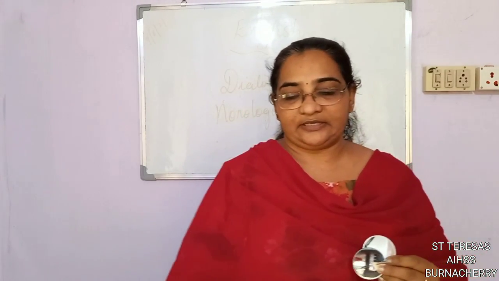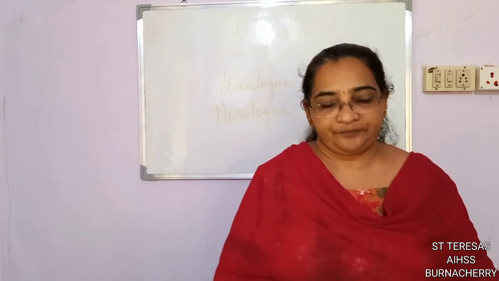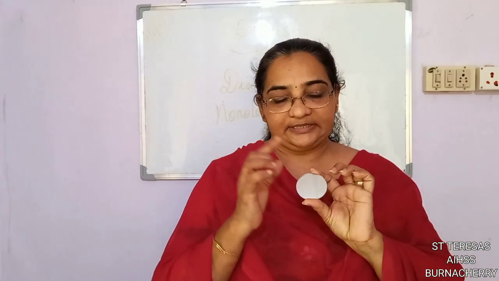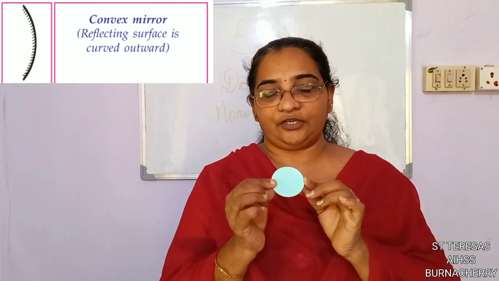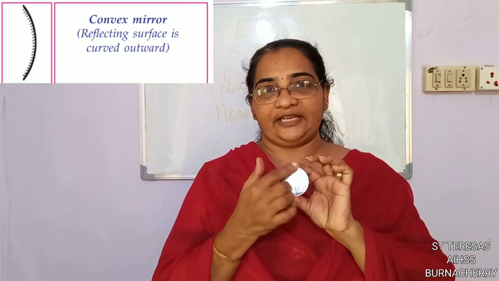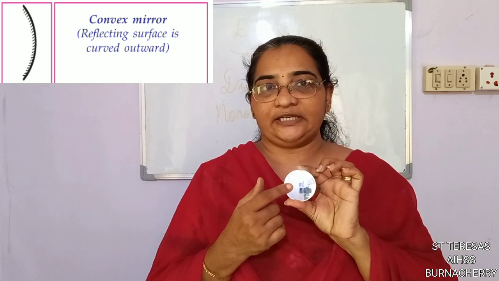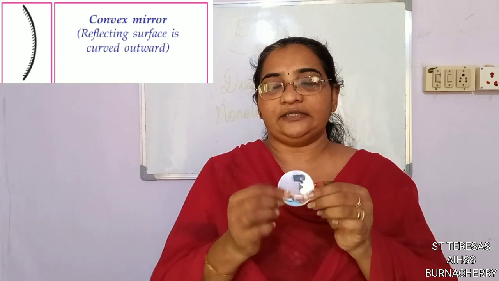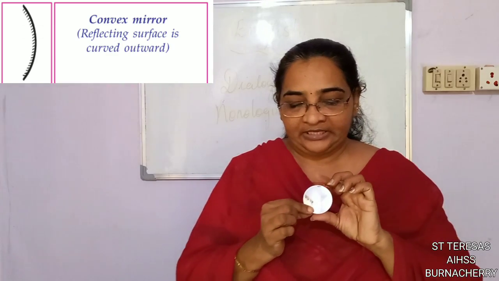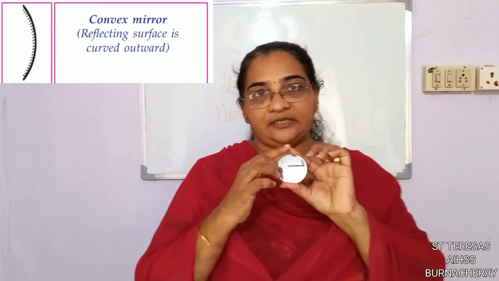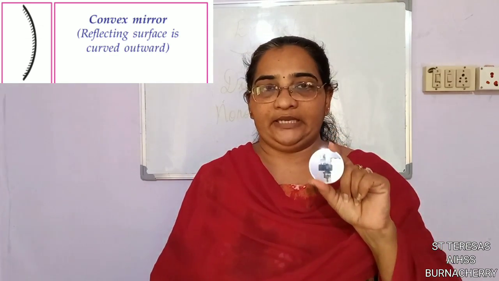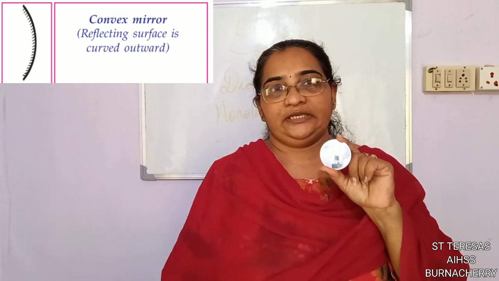Now these two mirrors have got two names. What are those two names? This mirror, the reflecting side, the back side does not reflect, only the front side will reflect. This reflecting portion, if it is curved outward, this mirror which is curved outward is called a convex mirror. It is a convex mirror.